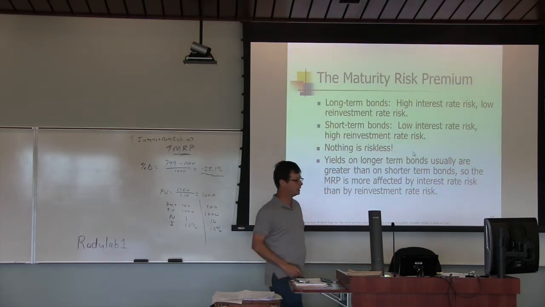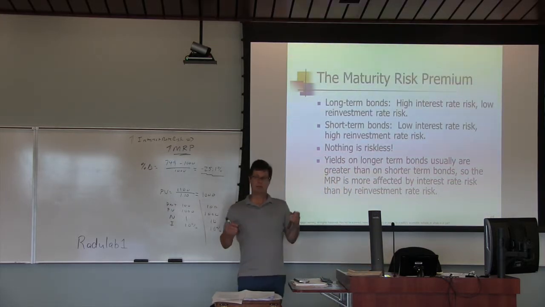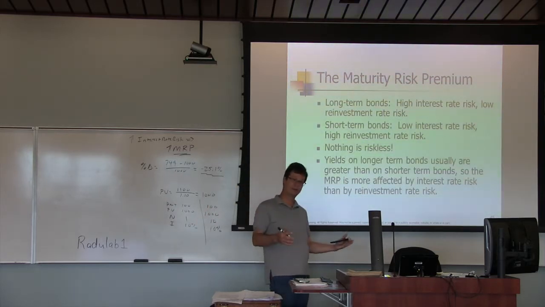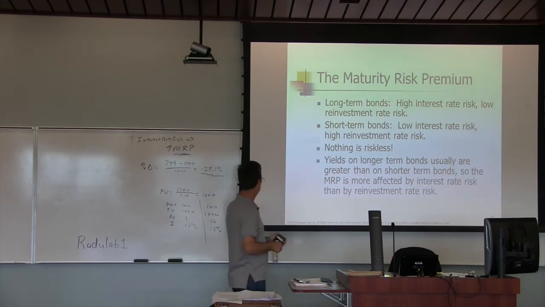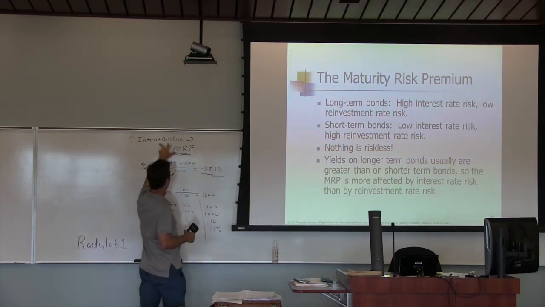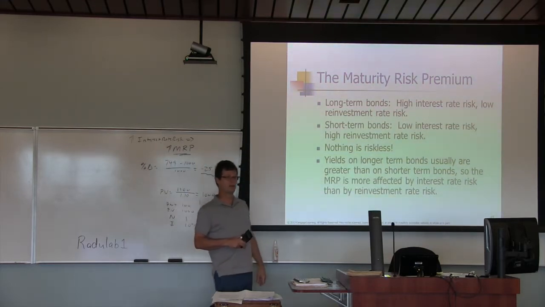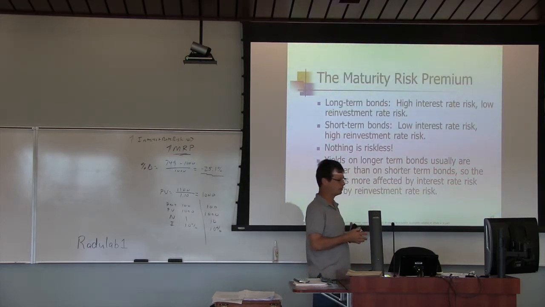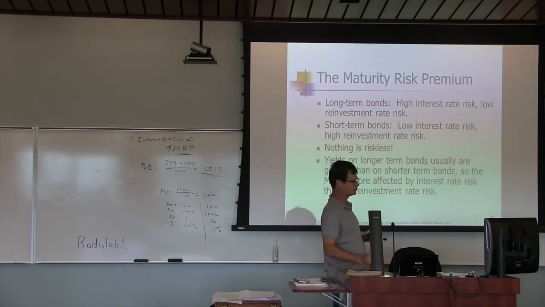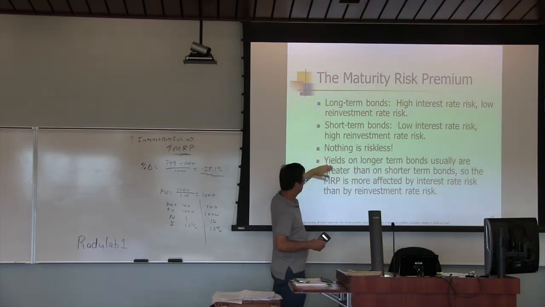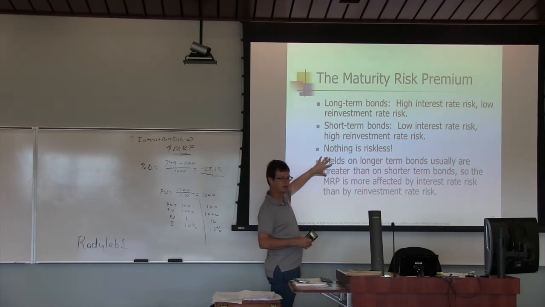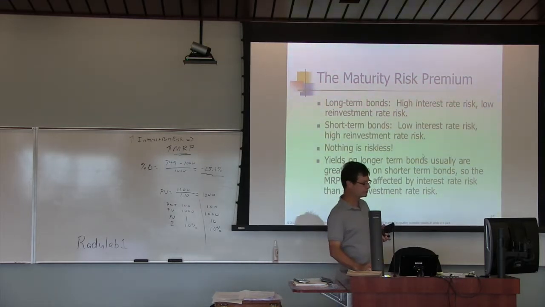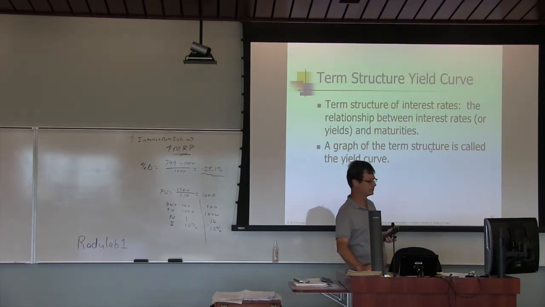Okay, so the key ingredient for our maturity risk premium: longer term bonds have higher interest rate risk, but lower reinvestment rate risk. In total though, the maturity risk premium is higher for the longer term bonds, right? In total it comes together, and that is the thing that you are most concerned about. So we see this in the higher yield on longer term bonds, right? That risk is reflected in the required returns on those.